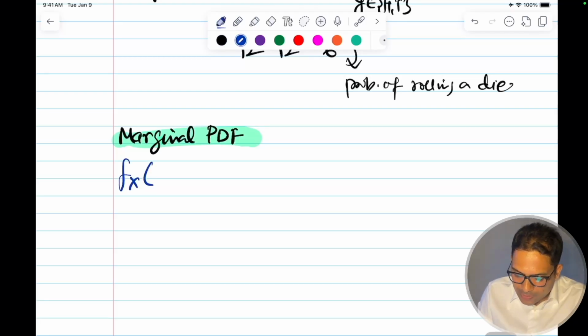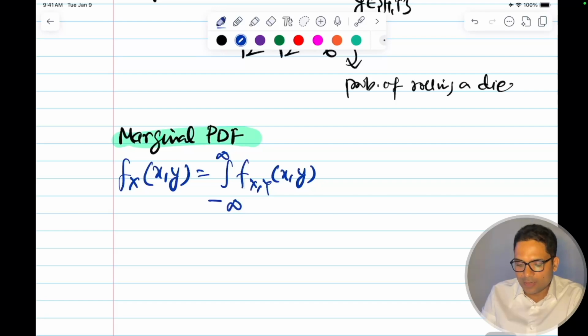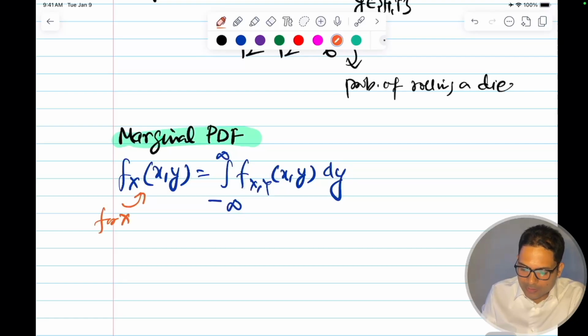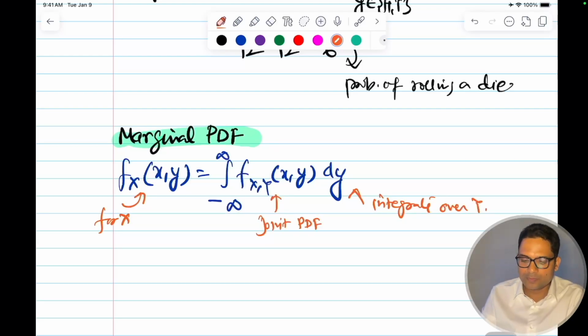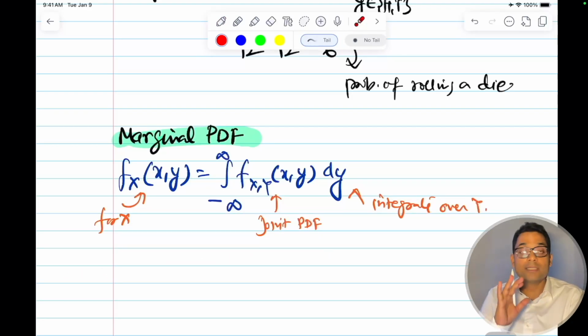For the single variable, f of x, small f for the probability density function, is the integral from minus infinity to infinity of f of x comma y, which is my joint PDF, integrated over y. This is for x: integrate over, or sum over, the other variable. And this is your joint PDF. Simple. I hope marginal distribution is clear now.